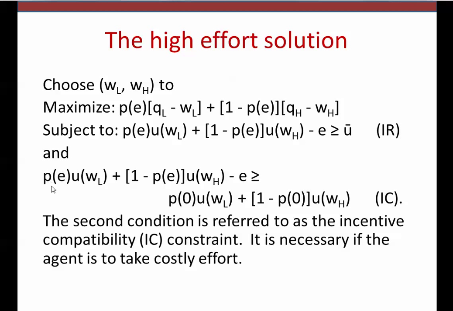And here is the new constraint. This is called the incentive compatibility constraint, and it says taking effort is better for the agent than not taking effort, or at least as good as not taking effort. So you incur this disutility of effort, so that's a bad, but you get a higher expected utility because you are taking effort. That's a good. This is called the incentive compatibility, IC, constraint. It is what's necessary to get the agent to take costly effort.